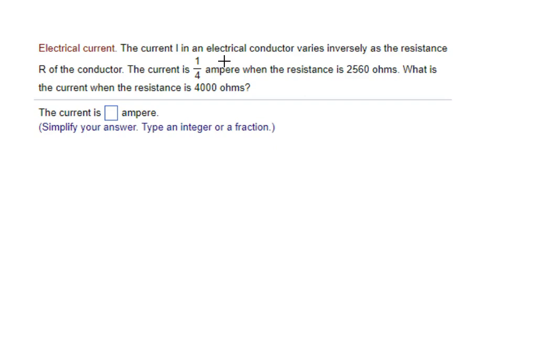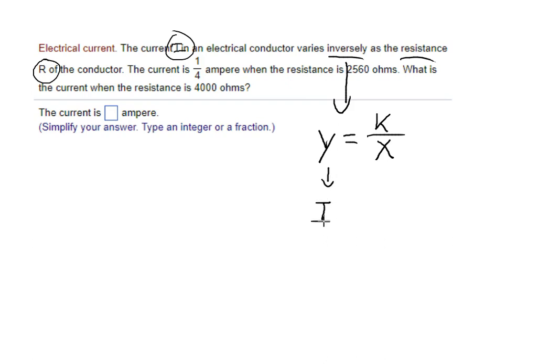All right, let's do the same thing here. So the current I in an electrical conductor varies inversely this time, right? So the formula I'm going to use this time is y equals k over x, with x as the resistance. They give us some letters to use here. I know that maybe looks like an L, but it's a capital I, right? So instead of y, I'm going to use capital I for current, and instead of x, I'm going to use R for the resistance, right? So use these letters. So this is step one, figuring out what the formula should look like, setting up the formula.